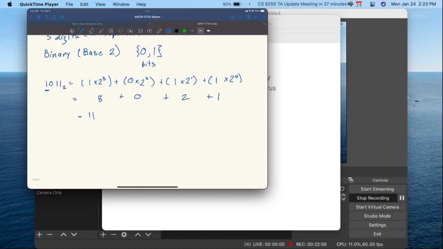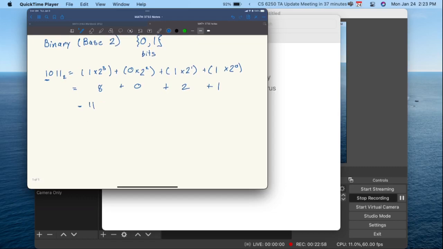Okay, so just to make sure, let me give you a moment. 11011 base 2, what would that be? Let me give you a little moment to think through this. Once you think you've got it, turn to your neighbor and tell them, hey, I think it is, and answer it.